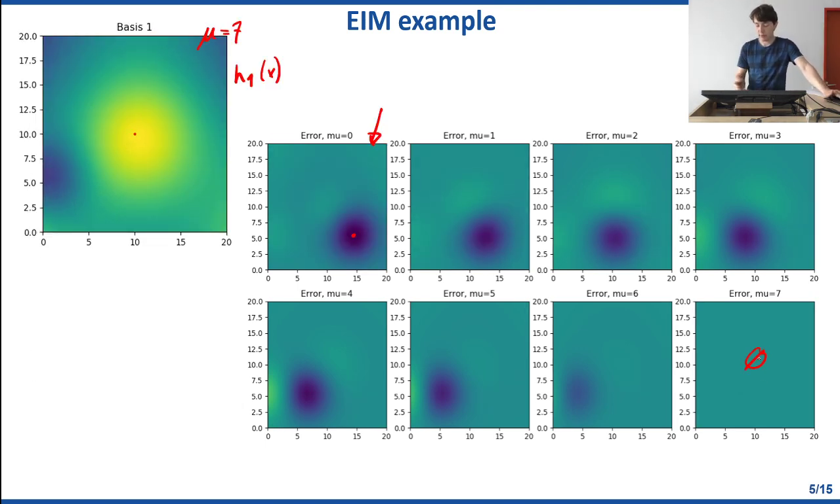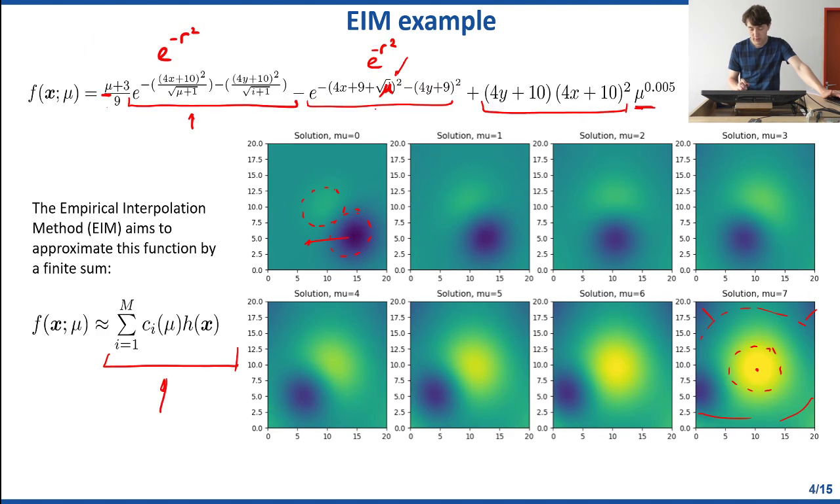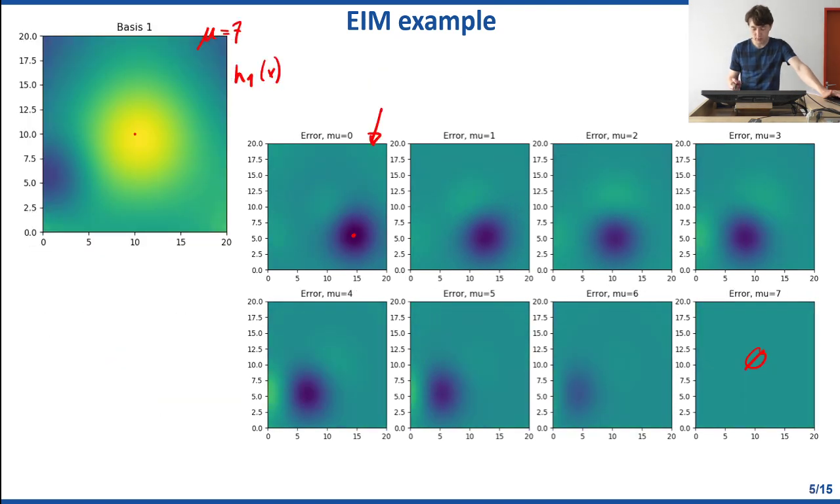Here I still had errors everywhere else, but now I'm adding the error field from this guy, which means that I can also represent precisely that function now, and again, I also have a 0 error when I try to represent that function. So this was corresponding to mu is equal to 7, this is the error field when mu is equal to 0, and this was h1, this is h2. And we continue with this process, and what we already can see is that the magnitude of the error decreases.